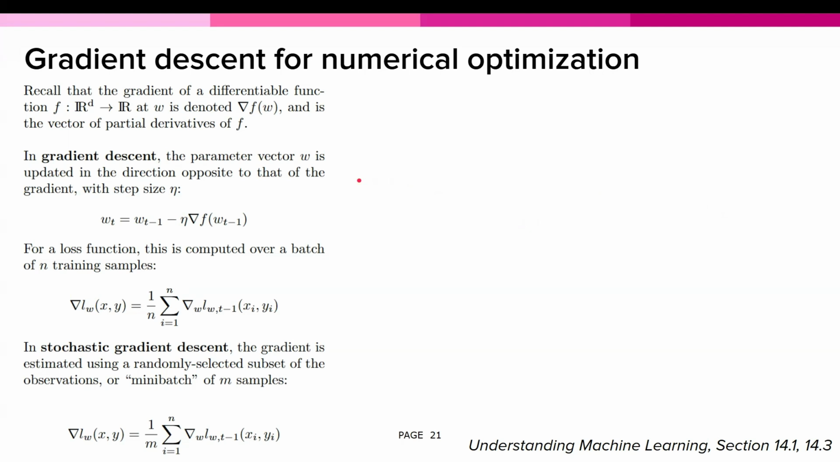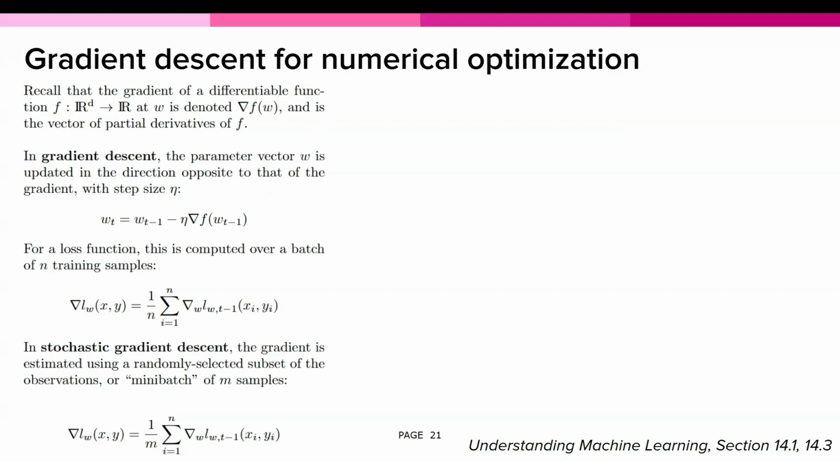First, let's recall quickly what the gradient of a differentiable function represents. The gradient is a vector of the partial derivatives of the function with respect to its parameters. It tells us the direction in which the function is increasing the fastest. In gradient descent, our goal is to move in the direction opposite to the gradient, as that's the direction in which the function decreases the fastest.